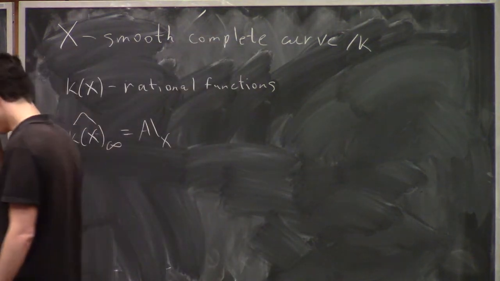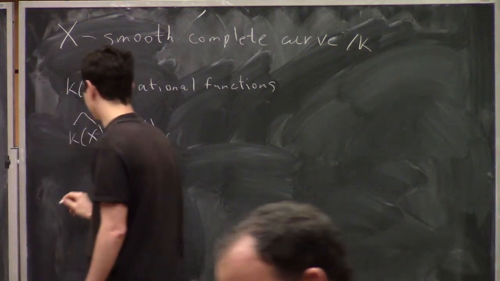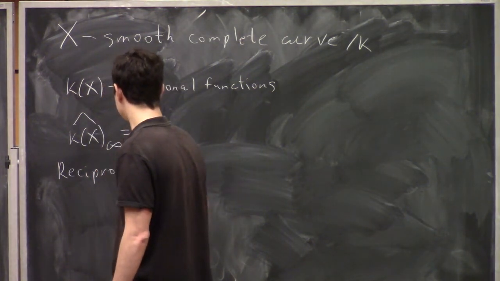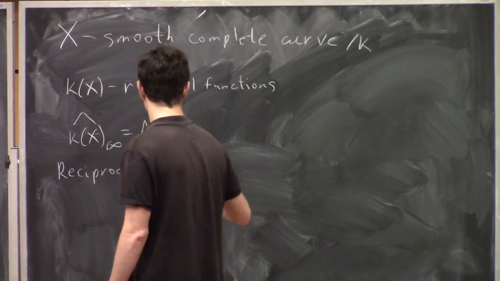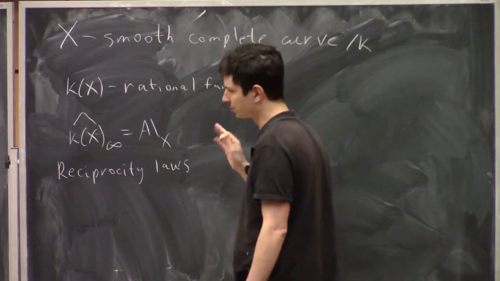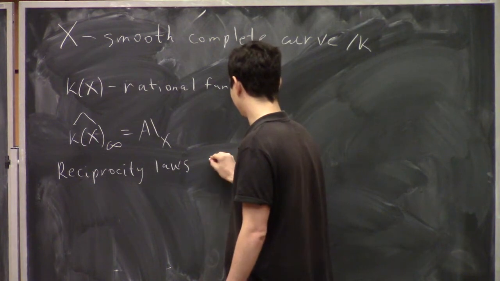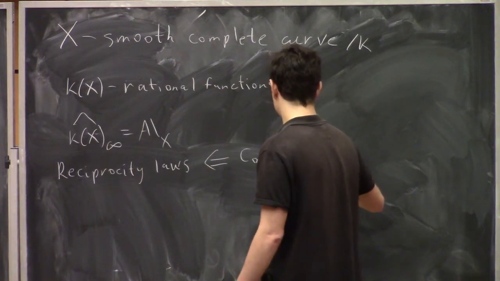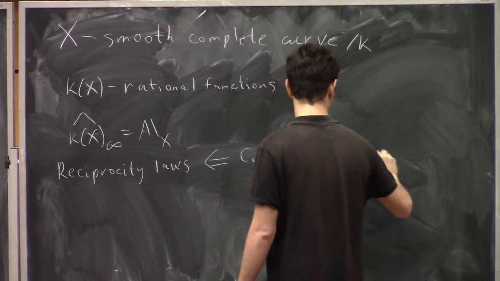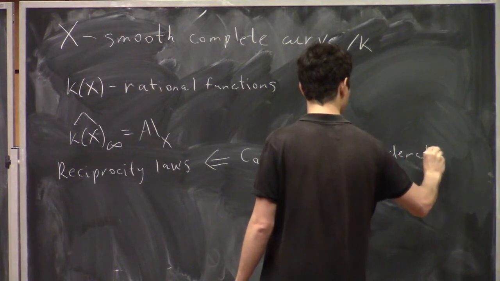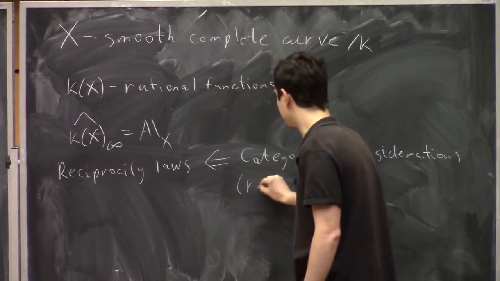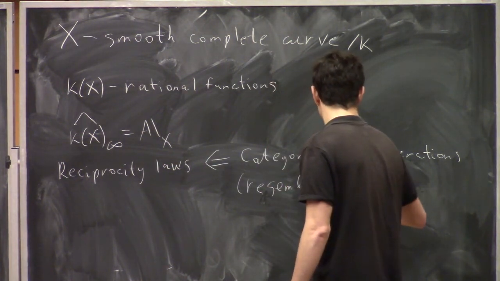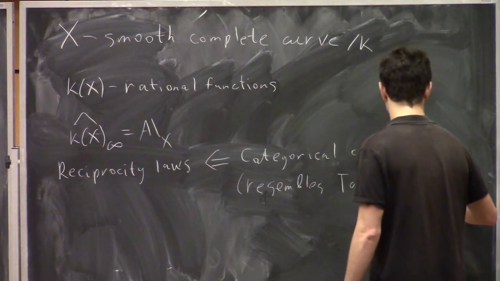And what I will also explain is that all kinds of reciprocity laws in this case, let's say reciprocity laws in K theory, actually follow from categorical considerations, just in complete generality. And this actually resembles Tate's approach to residues.